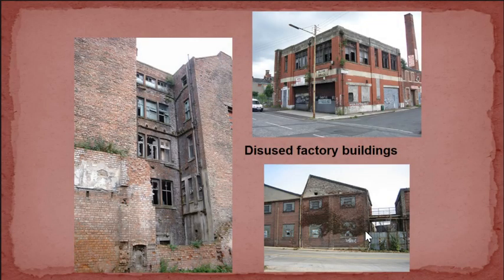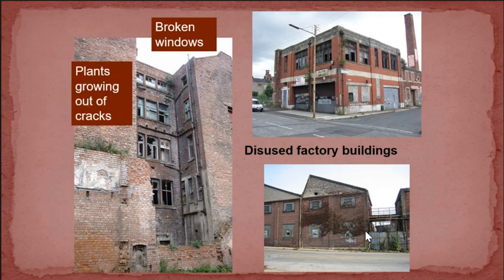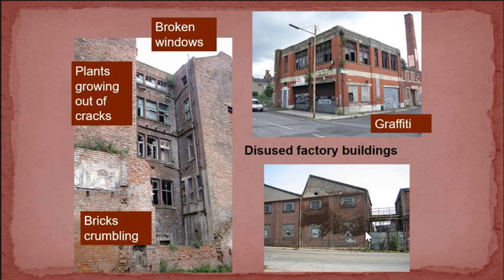All right, and then of course the factory buildings that we've been talking about, again with the broken windows, right? You've got plants growing out of cracks in the wall. This makes the walls unstable. It makes the bricks crumble, and not just the facade. It can actually be a problem for the whole building itself. It causes instability. And then of course you've got your graffiti issues, right? Boarded up windows are better than broken windows in terms of appearance, but not by much.